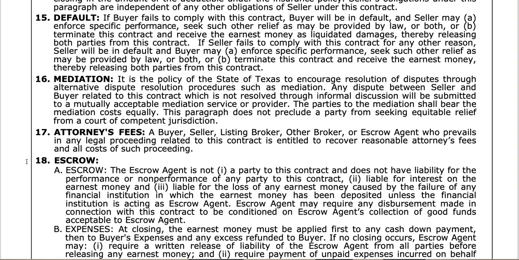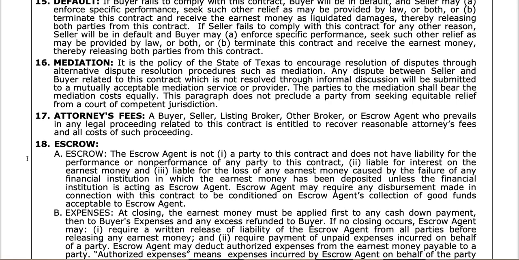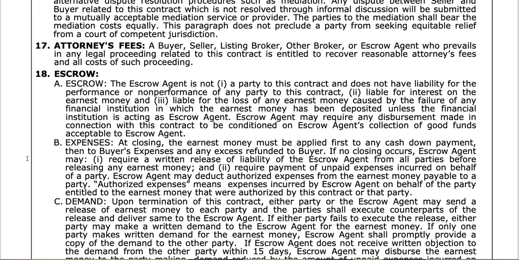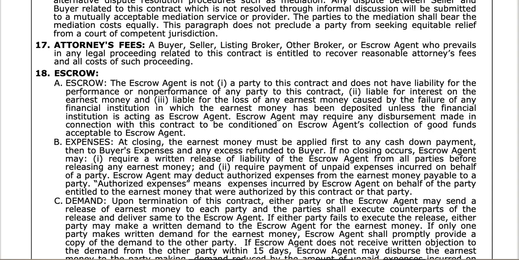Attorney fees. A buyer, seller, listing broker, other broker, or escrow agent who prevails in any legal proceedings related to this contract is entitled to recover reasonable attorney fees and all costs of such proceeding. The escrow agent is not a party to this contract and does not have liability for performance or non-performance of any party to this contract. They do not control if the buyer doesn't show up to close or the seller doesn't show up to close.